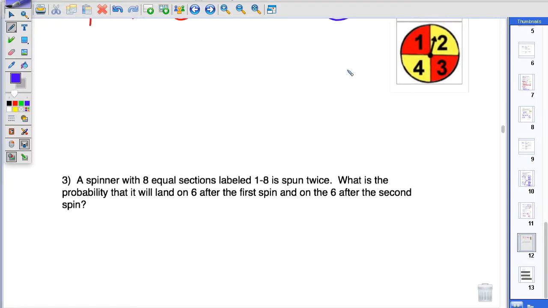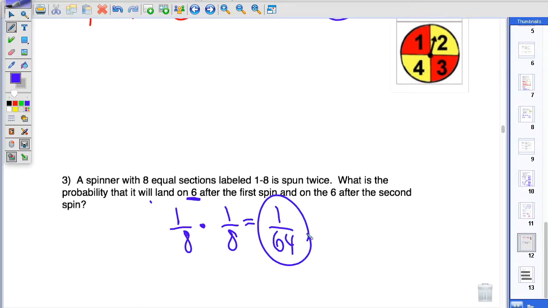3. A spinner with 8 equal sections labeled 1 through 8 is spun twice. What is the probability that it will land on 6 after the first spin and a 6 on the second spin? So we are spinning the spinner twice. So the probability of getting 6 on the first spin is 1 out of 8. Spinning again and getting a 6 again would be 1 out of 8. So the chances of getting a 6 each time is 1 out of 64.